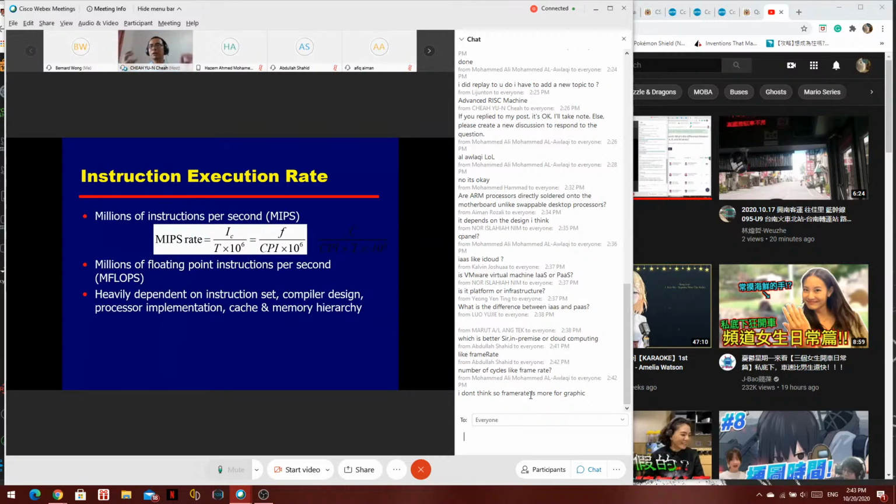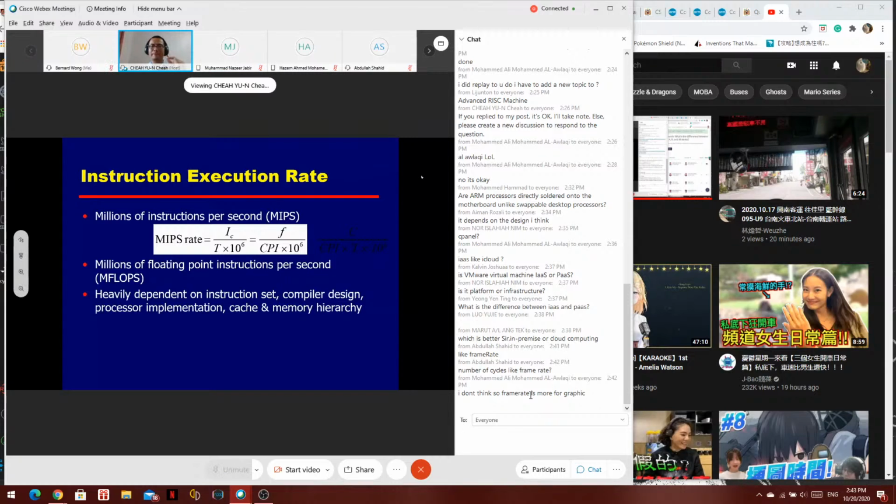Another popular measurement is millions of instructions per second. Of course, one instruction requires a few cycles to finish, that is cycles per instruction. Now, how fast can the processor process the instructions? As I was mentioning, one other popular measurement here is millions of instructions per second. In 1 second, how many instructions can the processor process?